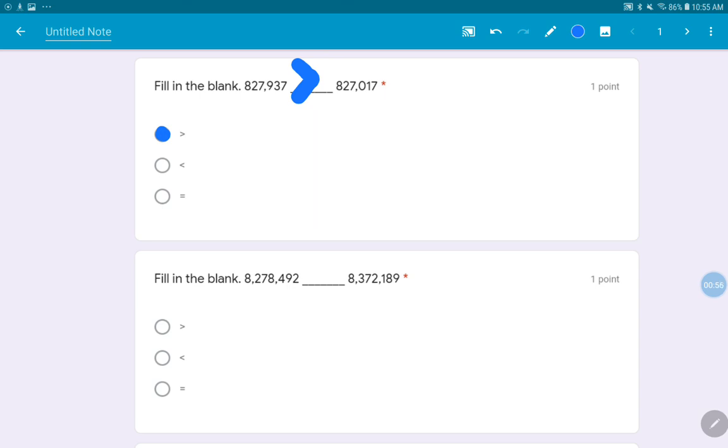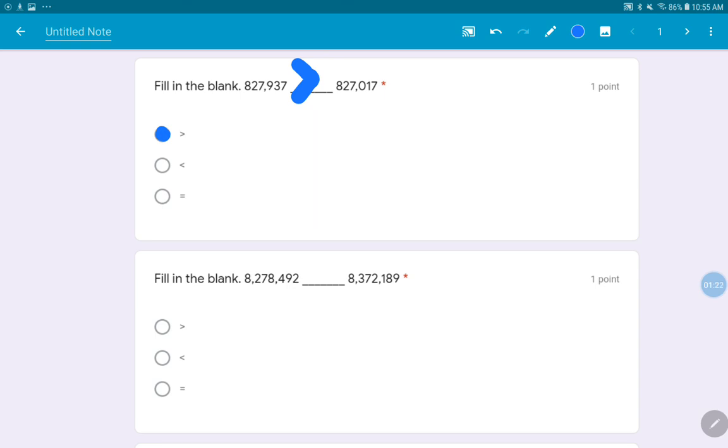How about 8,278,492 and 8,372,189? How did you compare those, Caden? I looked at the 100,000 place. Okay, why did you look at the 100,000s place? Because I kept looking through every single digit until I looked at the 100,000 place and I found the difference.